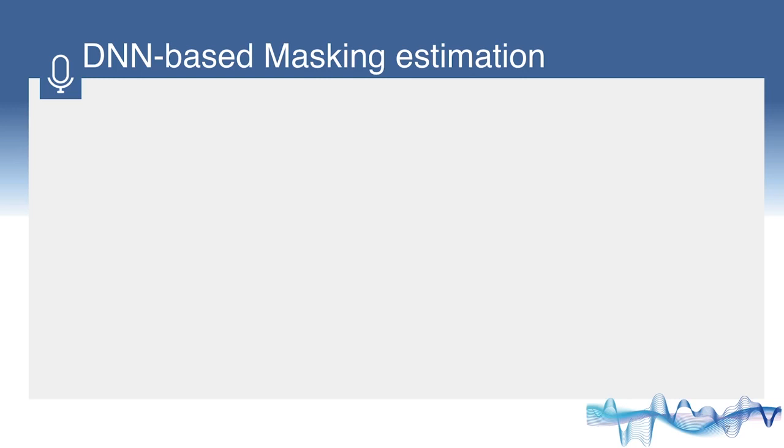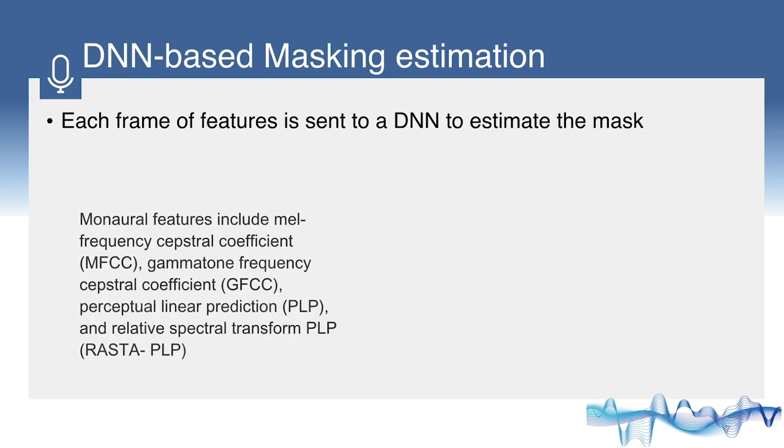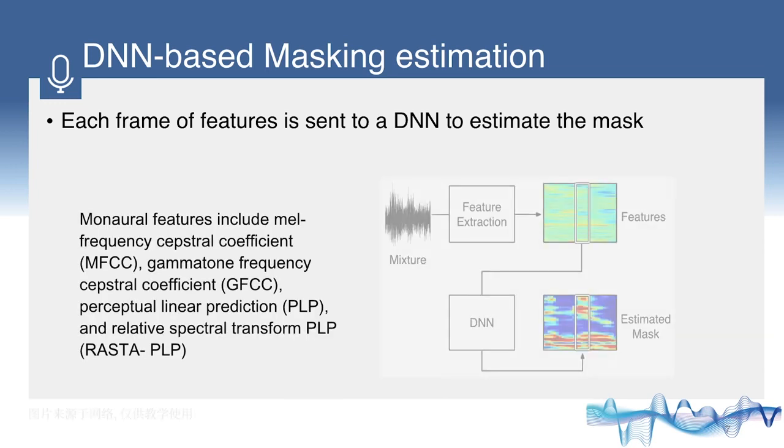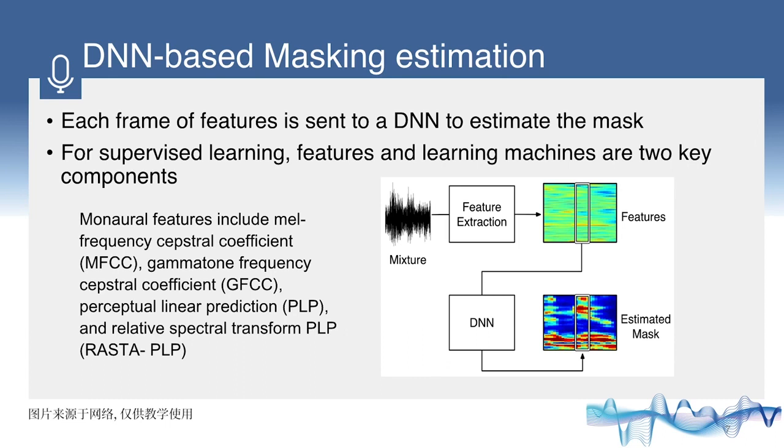In the scheme of DNN-based masking estimation, each frame of features is sent to a DNN to estimate the mask. Minor features include mel-frequency cepstral coefficients, MFCC, gammatone frequency cepstral coefficients, GFCC, perceptual linear prediction, PLP, and relative spectral transform PLP, RASTA-PLP. For supervised learning, features and learning machines are 2 key components.